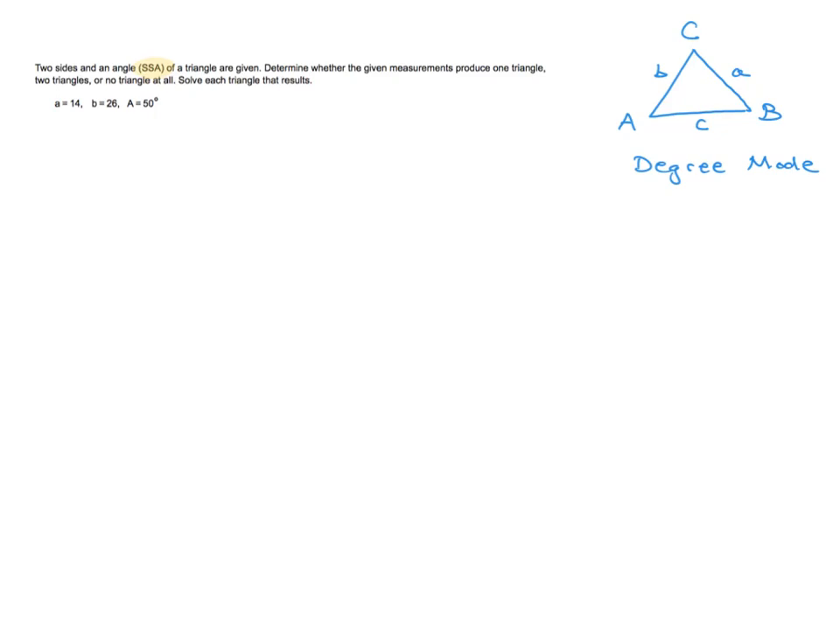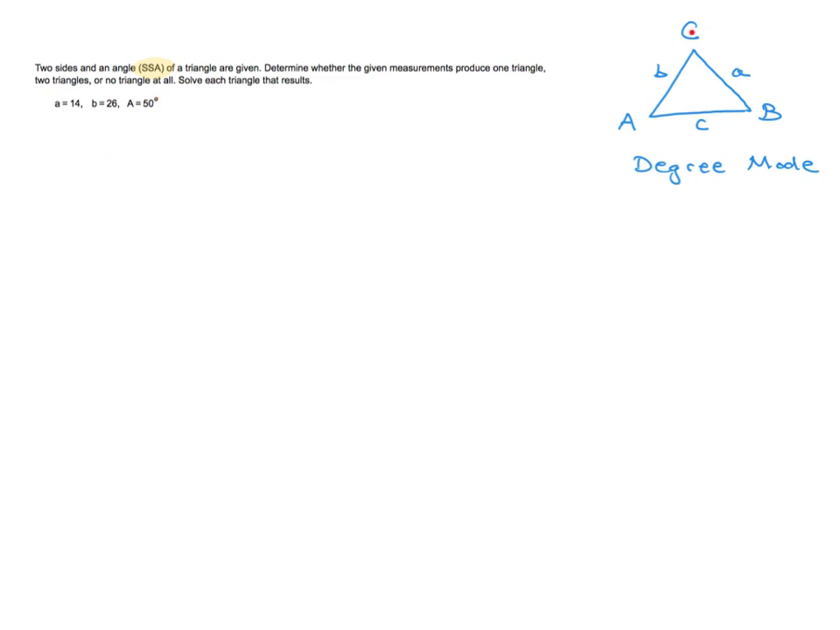For this problem, we need to solve a triangle where we're given two sides and an angle. So this is a side-side angle case. That means there could be no triangles, one triangle, or two triangles. To help figure out which case we're in, I'm going to draw a picture and put this information on it.